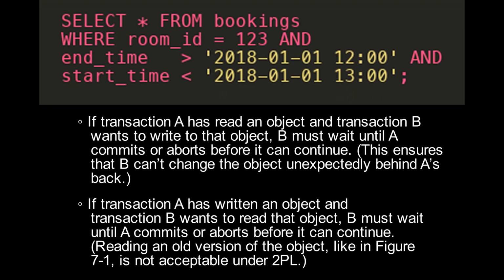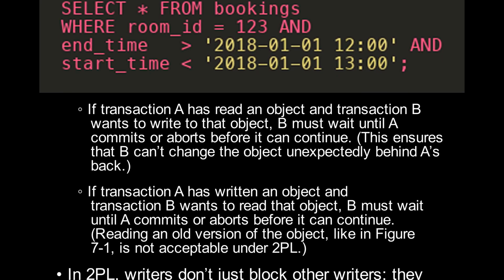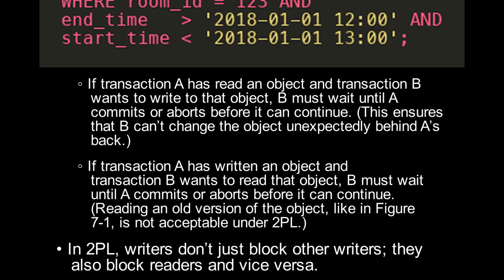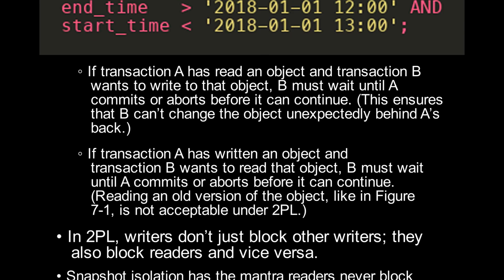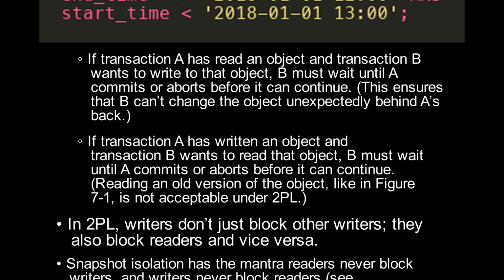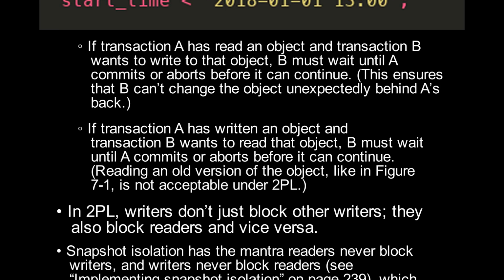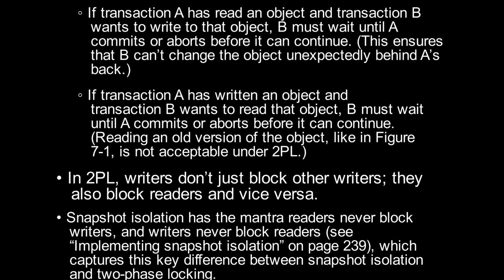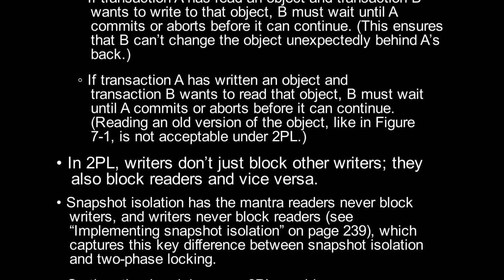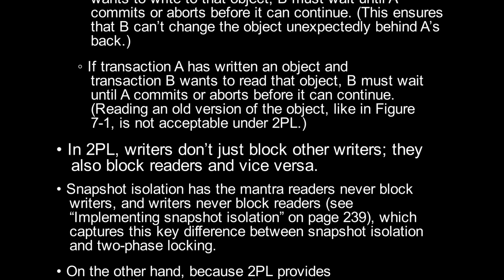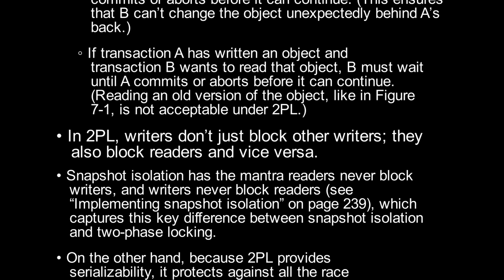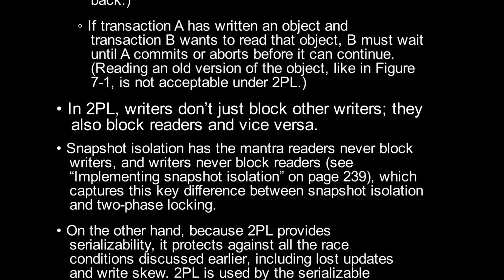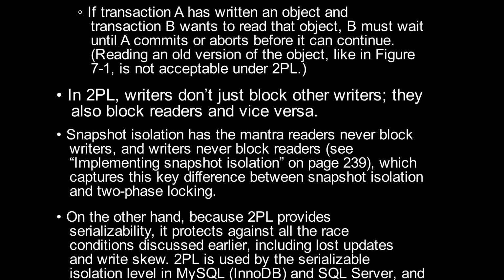If transaction A has written an object and transaction B wants to read that object, B must wait until it commits or aborts before it can continue. Reading an old version of the object, like in Figure 7-1, is not acceptable under 2PL. In 2PL, writers don't just block other writers, they also block readers and vice versa. Snapshot isolation has the mantra "readers never block writers, and writers never block readers." See "Implementing snapshot isolation" on page 239, which captures this key difference between snapshot isolation and two-phase locking.